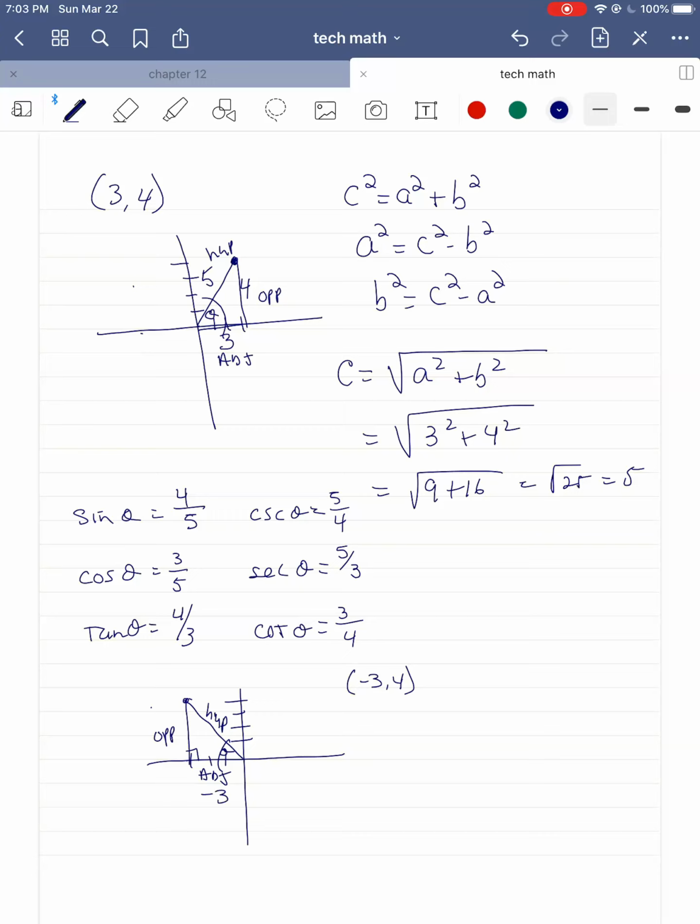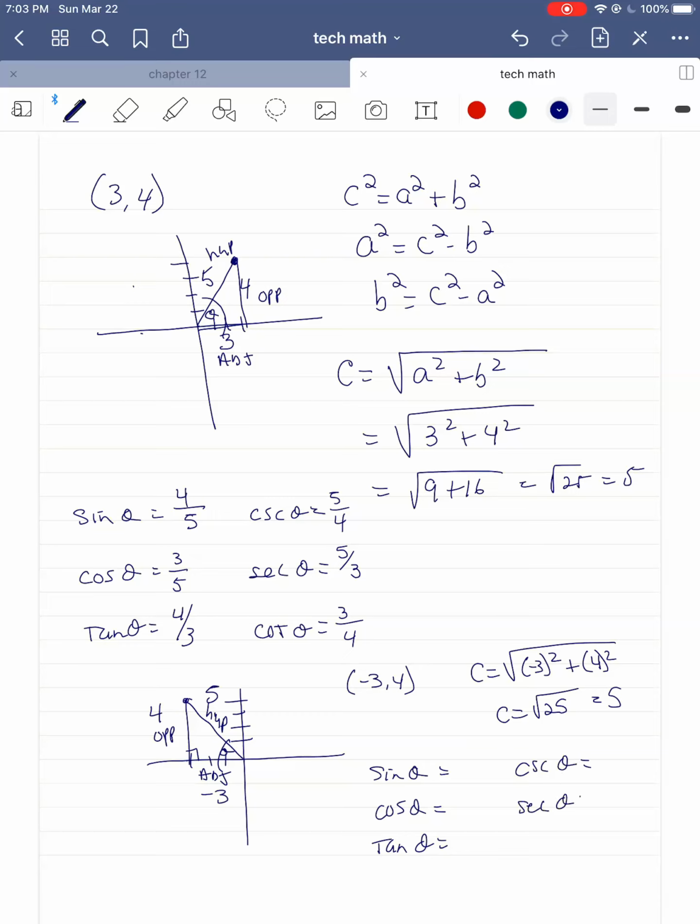So this is minus 3, 4 on the opposite. And again, the Pythagorean theorem will yield the same number, because when I square the 3, it still comes up to a 9. So this is the square root of 25, which is 5. So now when I make my list: sine, cosine, tangent, cosecant, secant, cotangent. Sine is opposite over hypotenuse, so 4 over 5.